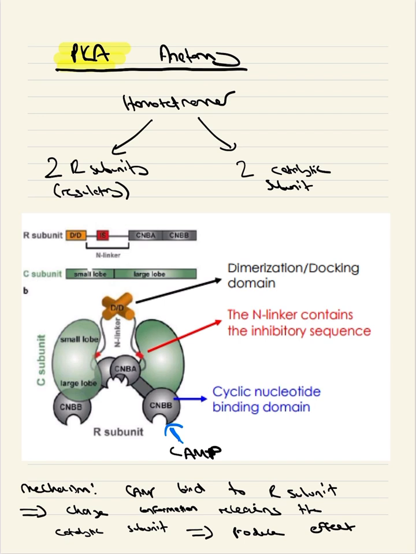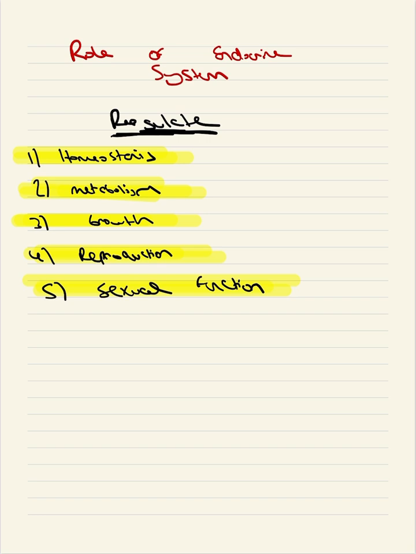So here we're going to see the molecular biology of PKA, if you want PKA anatomy. It's a heterotetramer, so it has 2 R subunits, which are regulatory subunits, and 2 catalytic subunits. Basically, the mechanism is cyclic AMP binds to this regulatory subunit, so cyclic AMP binds here, and this will create a change of conformation, releasing the catalytic subunit, which will produce the biological effect.